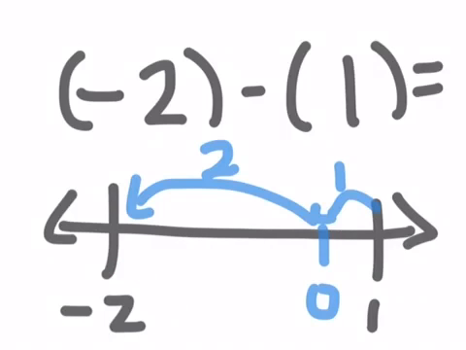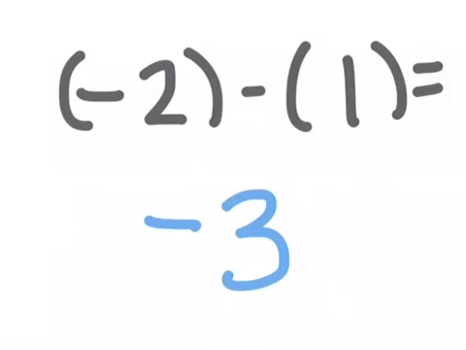right. If I put my 0 here as my benchmark, I had to jump 1 space to get to the 0, and then another 2 spaces to get to the -2. So altogether, I have jumped 3 spaces, and since I moved to the left, it's going to be a -3. So the difference between 1 and -2 is going to be a -3.